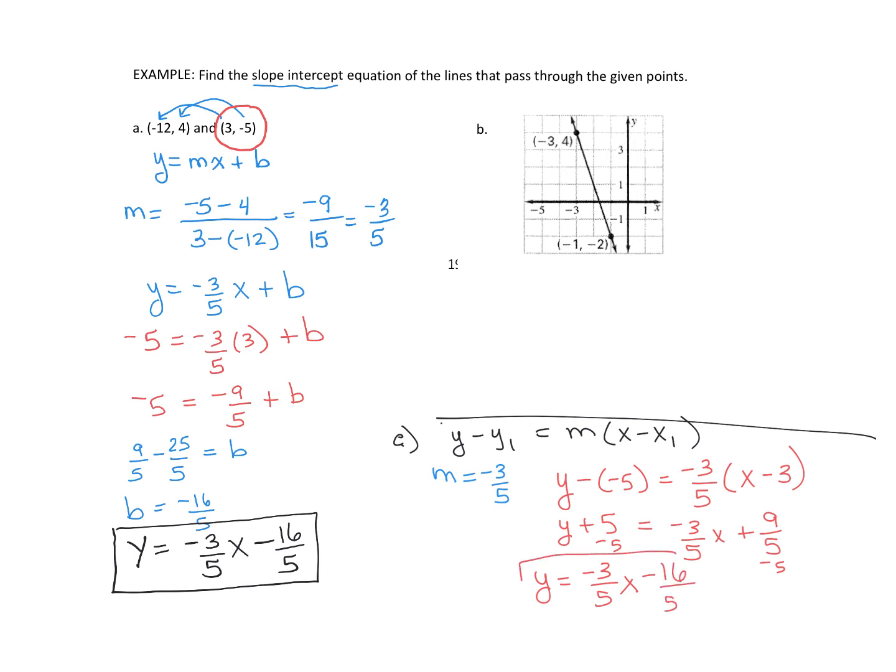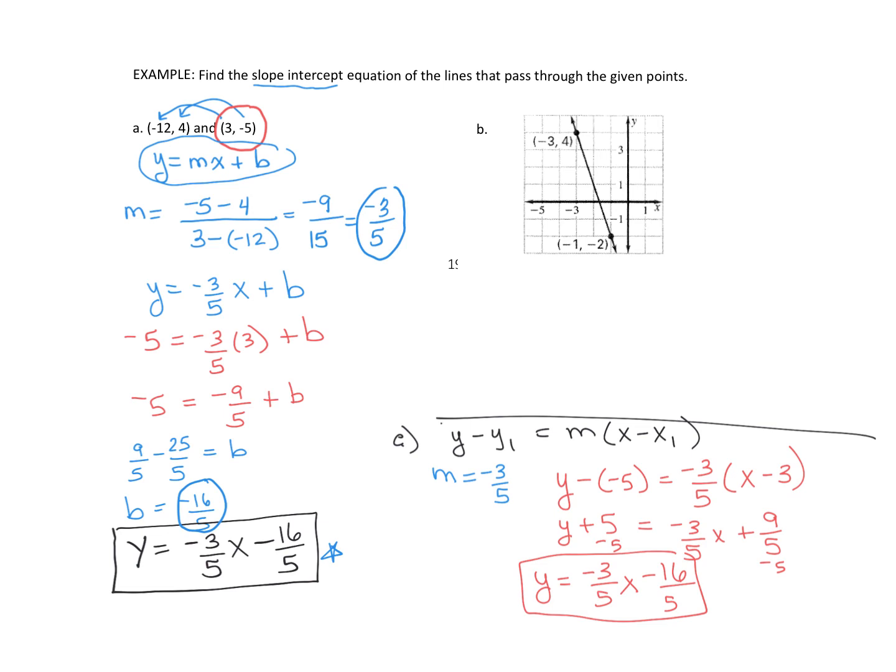So the difference, in my opinion, is when we do it the first way, we have to find the m, we have to then find the b, and then we put it together. When we do it this way, we still have to find the slope, but once I use this equation, it's already all together for me.